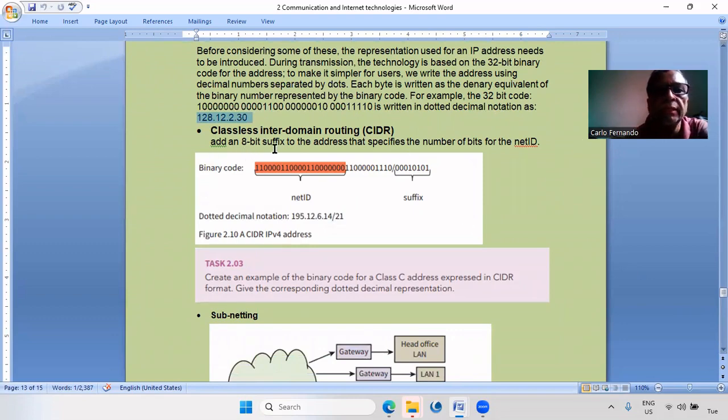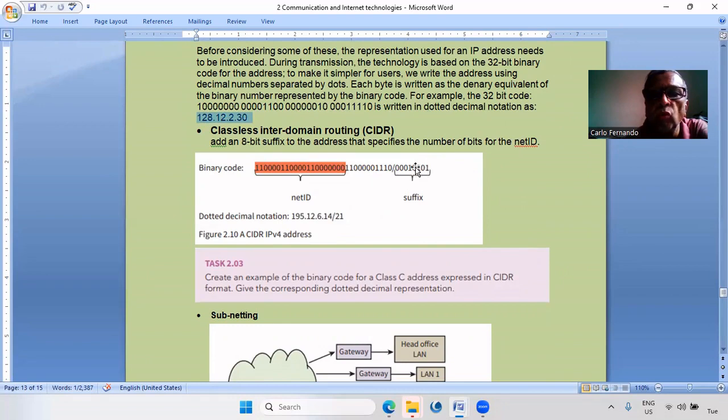Add an 8-bit suffix. What is suffix? Suffix is at the end. Prefix is at the beginning. If you add something at the beginning, it's prefix, and at the end, suffix. So the 8-bit suffix specifies the number of bits for the net ID. So this will specify how many bits for the net ID.